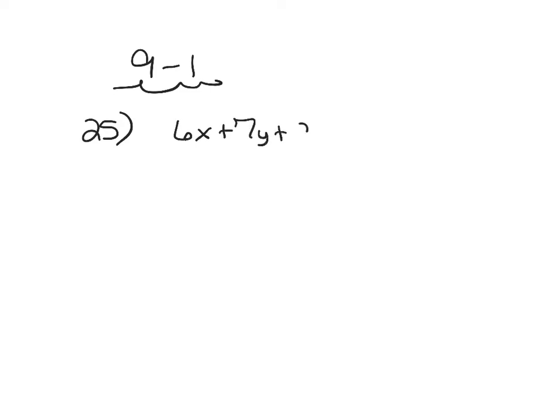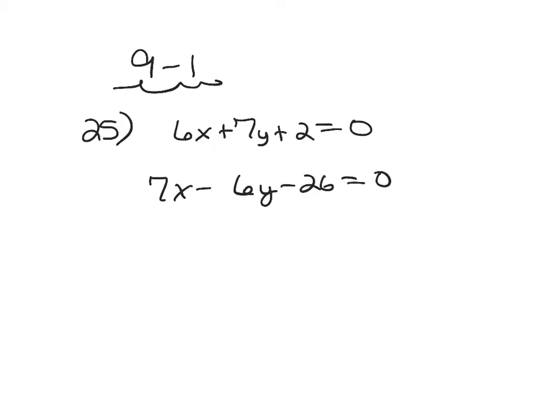So the first... also do 25? Yes. All right, let me do that one first. I'll do them in order. Okay, so this is 9-1, and this is number 25 first. So 25 has 6x plus 7y plus 2 equals 0. And then the other equation is 7x minus 6y minus 26 equals 0.